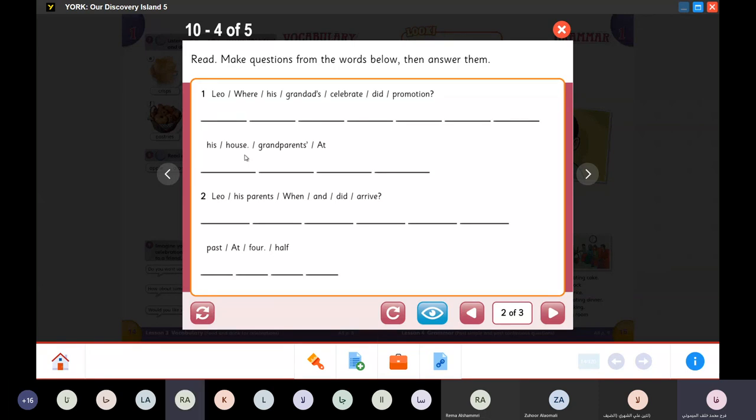Reem Al-Faris? Yes, teacher. Can you give me the next question? Okay. Yes, sweetie. Look, it's a question. So how do we start the question? Teacher, we start the question with when. Awesome. Okay, complete it. Did. Very good. When did Leo and, very good, his parents arrive? Very good. When did Leo and his parents arrive?